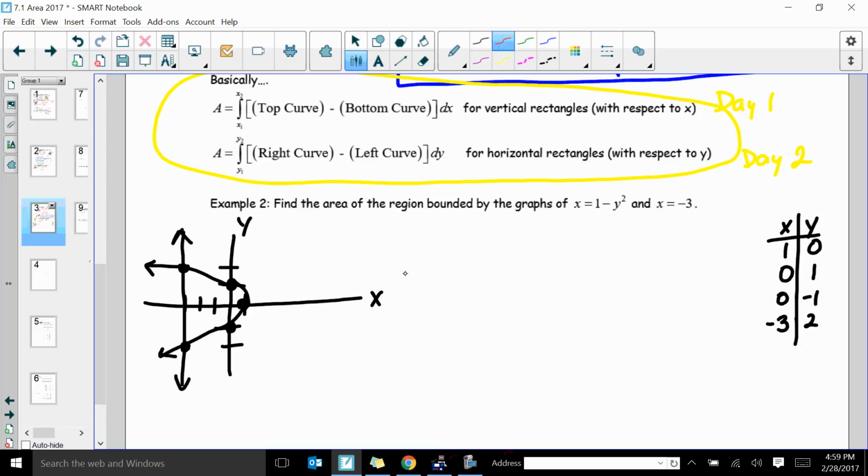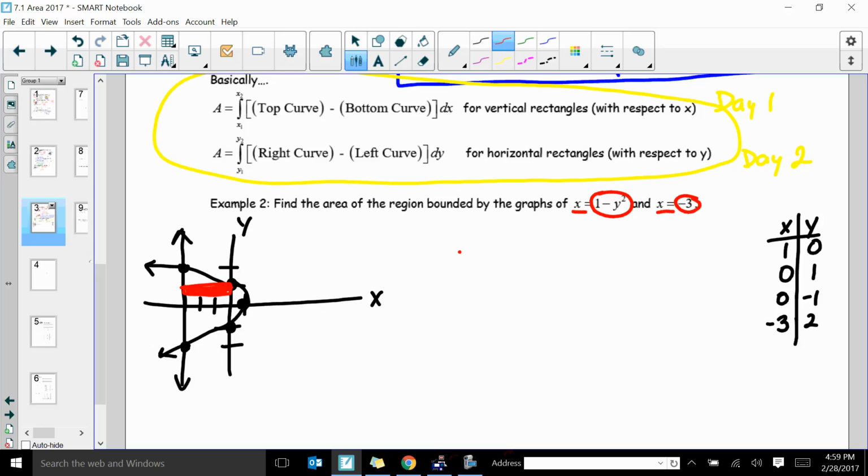Okay, so back to the problem at hand. We could do this one with respect to y, but what I'd have to do here is solve for y, get y by itself, and it would be messy. So I'm going to go ahead and do this one in terms of y, which means we have this horizontal rectangle. So what is the area of that rectangle? It's going to be the right curve. And remember, they have to be in terms of y. So x equals this, x equals that. It's okay that this is -3 and not a y. It's just they have to be basically x equals.